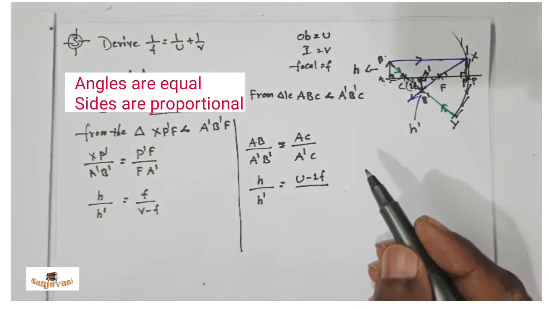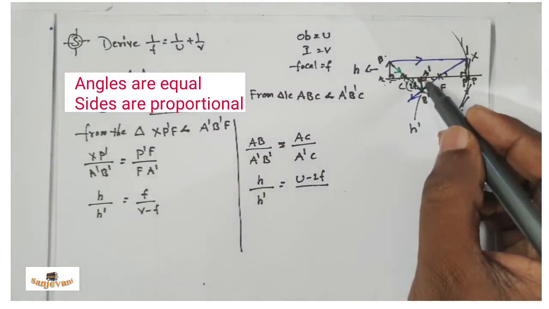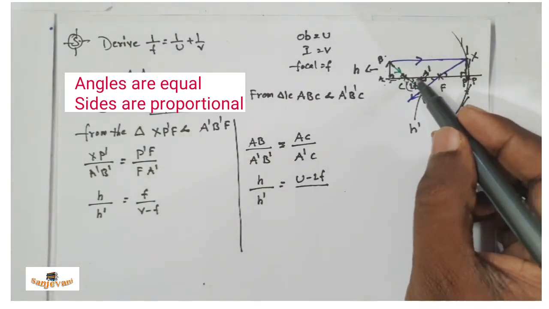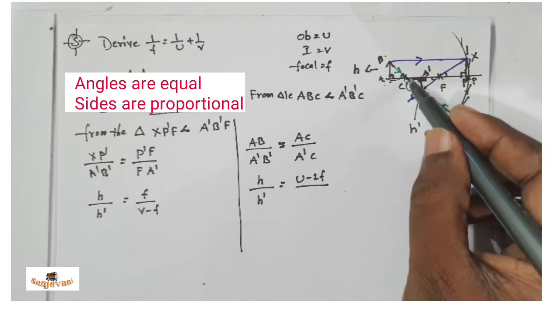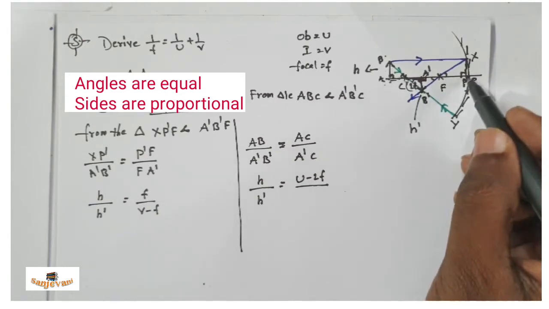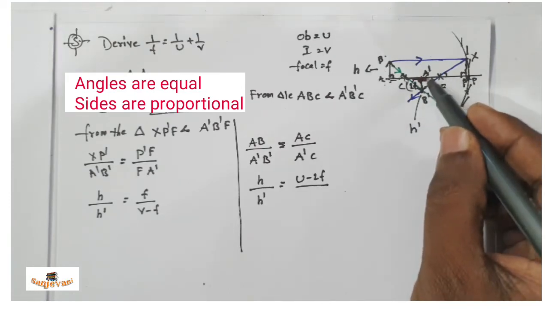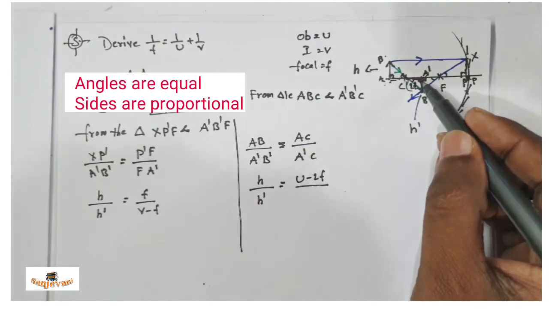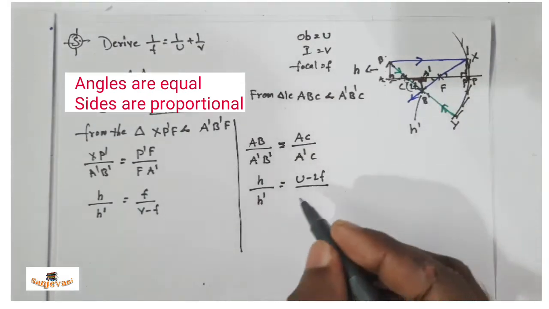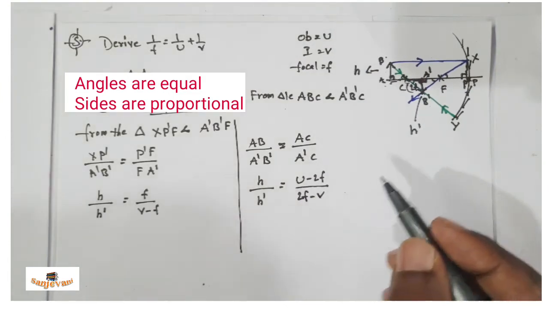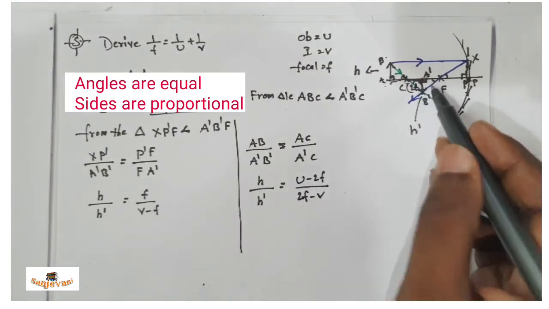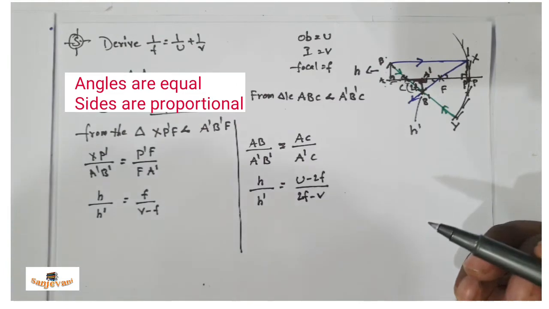By A dash C. What is A dash C? Here A dash is there, next C. This path we need. Is it clear to you? To get this one, we know from here to here is 2f. From that we need to subtract the image distance, that means 2f minus v. 2f minus v will give us A dash C. Hope that you got this one.